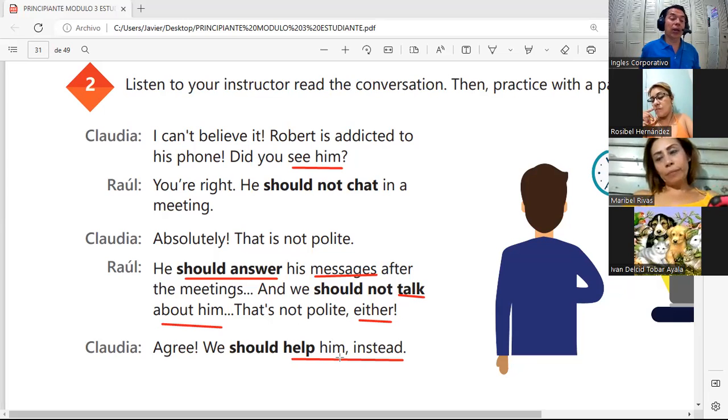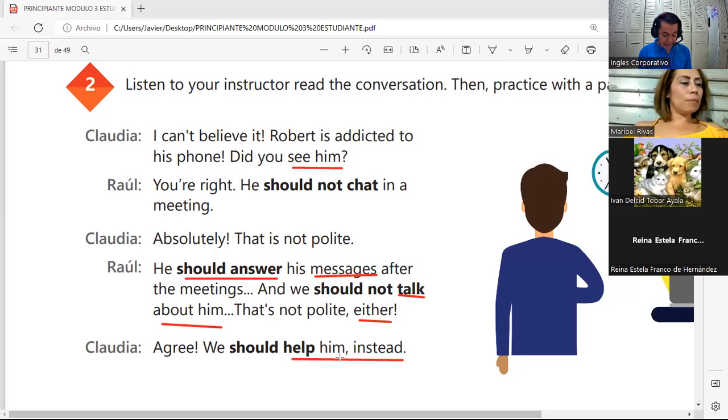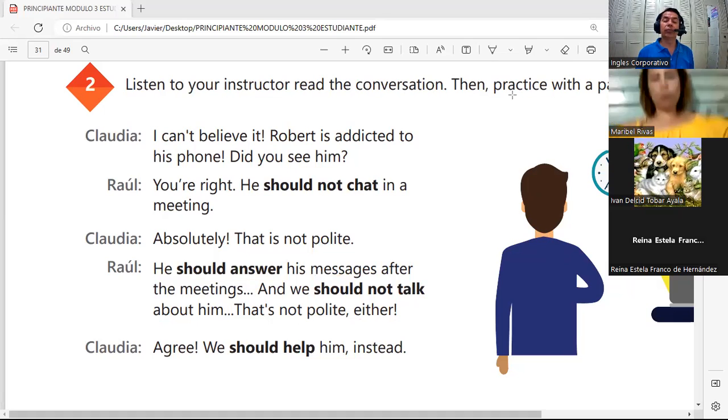Estela, please. You are Claudia, Estela. Yes, teacher. And Guillermo, please. Guillermo, you're going to be Raul. Okay. Ready? One, two, three, action.